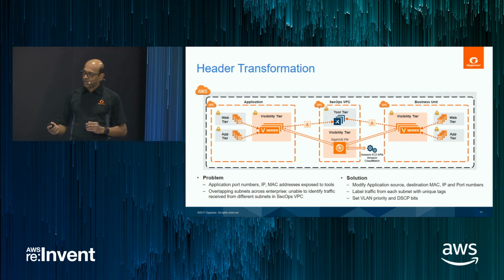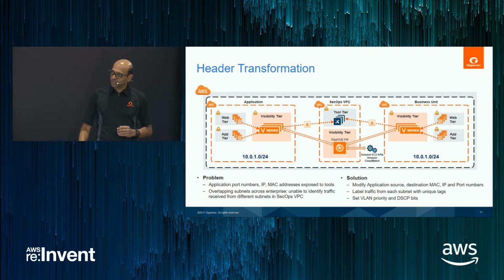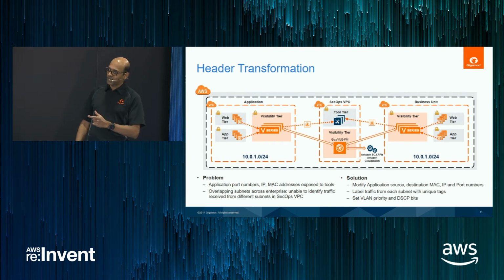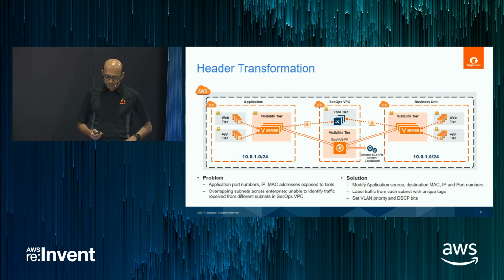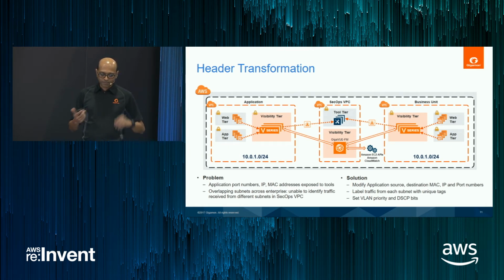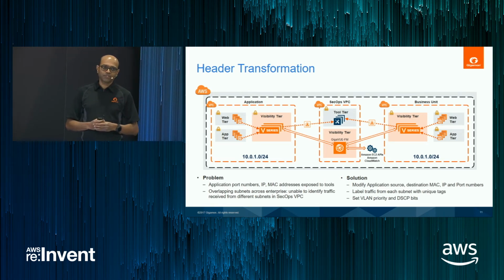So the question is, how do you make sure that the IP address that is there in the left VPC, that says 10.0.1.0, is actually considered to be different than the VPC on the right that represents a different business unit, right? So there has to be a way to disambiguate the two, even though the traffic from both of them are being sent to the same centralized monitoring VPC. So the problem statement here that you see on the left is the application port numbers, IP and MAC addresses may end up being exposed to the tools, and that may not, again, be something that is desired.